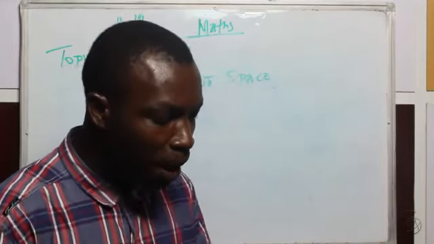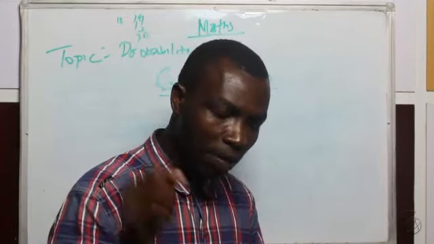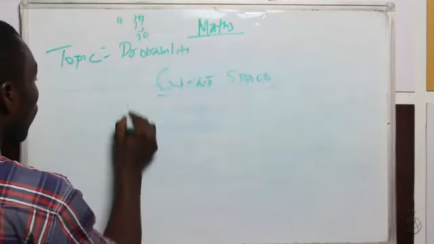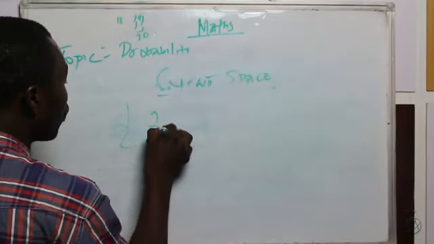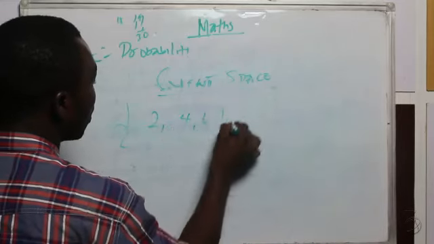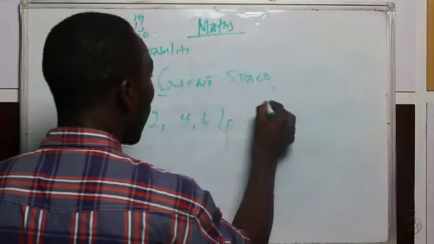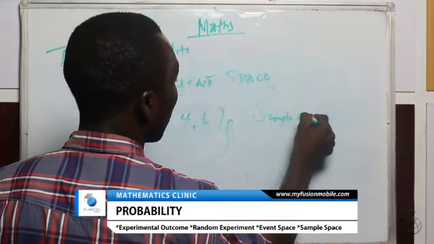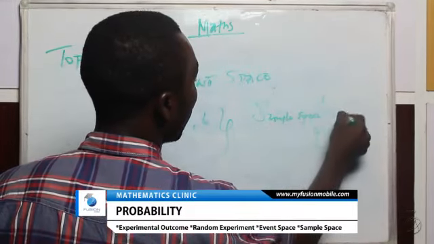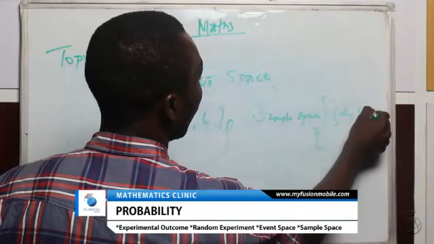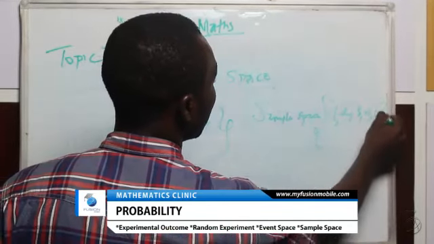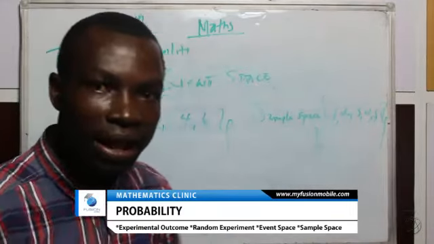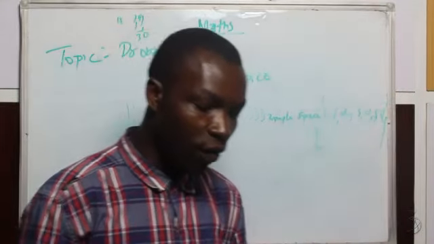An event is a subset of the sample space chosen by a given rule. For example, when we solved for even numbers earlier on, we have 2, 4, 6, which is a subset of the sample space 1, 2, 3, 4, 5, 6. So an even number event can be found in the sample space. That's the meaning of an event space.